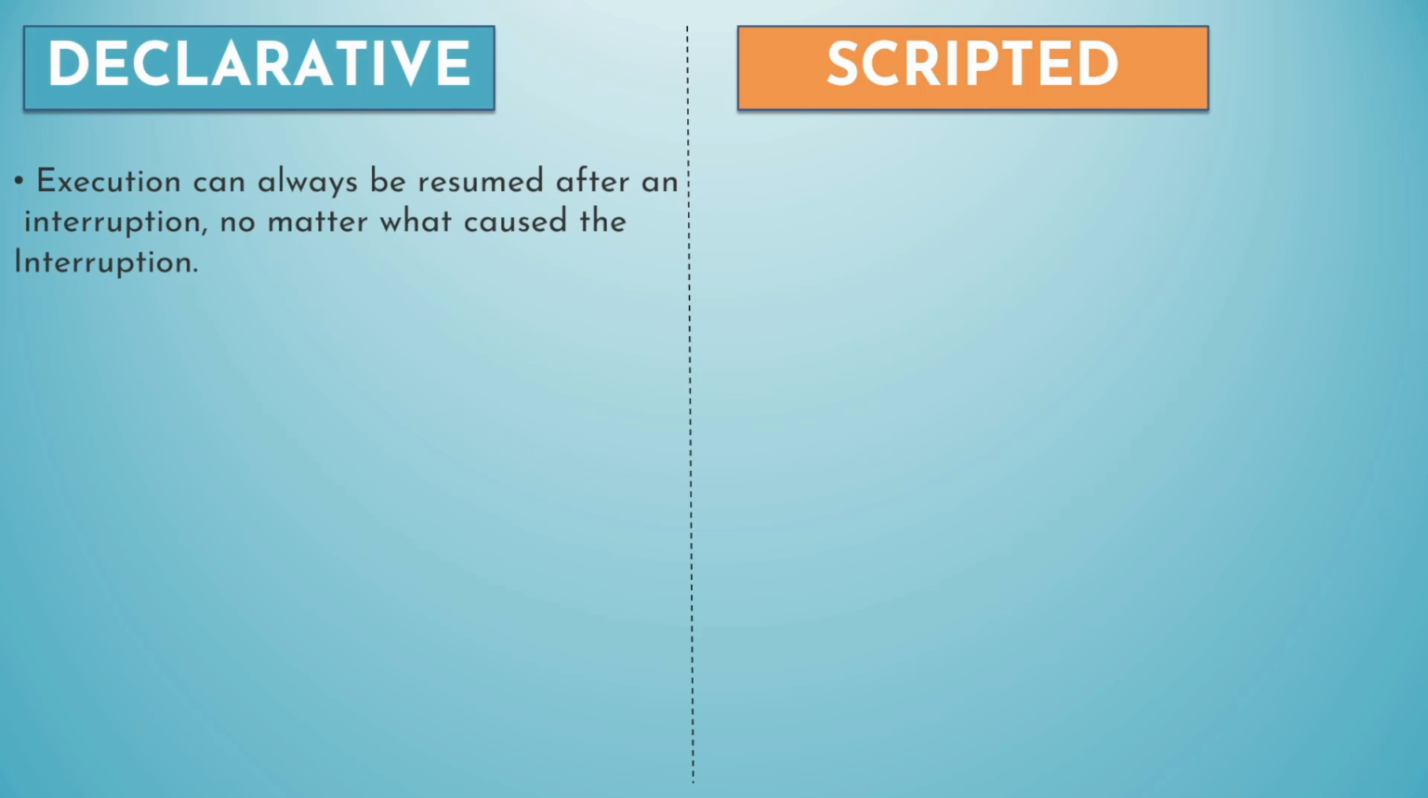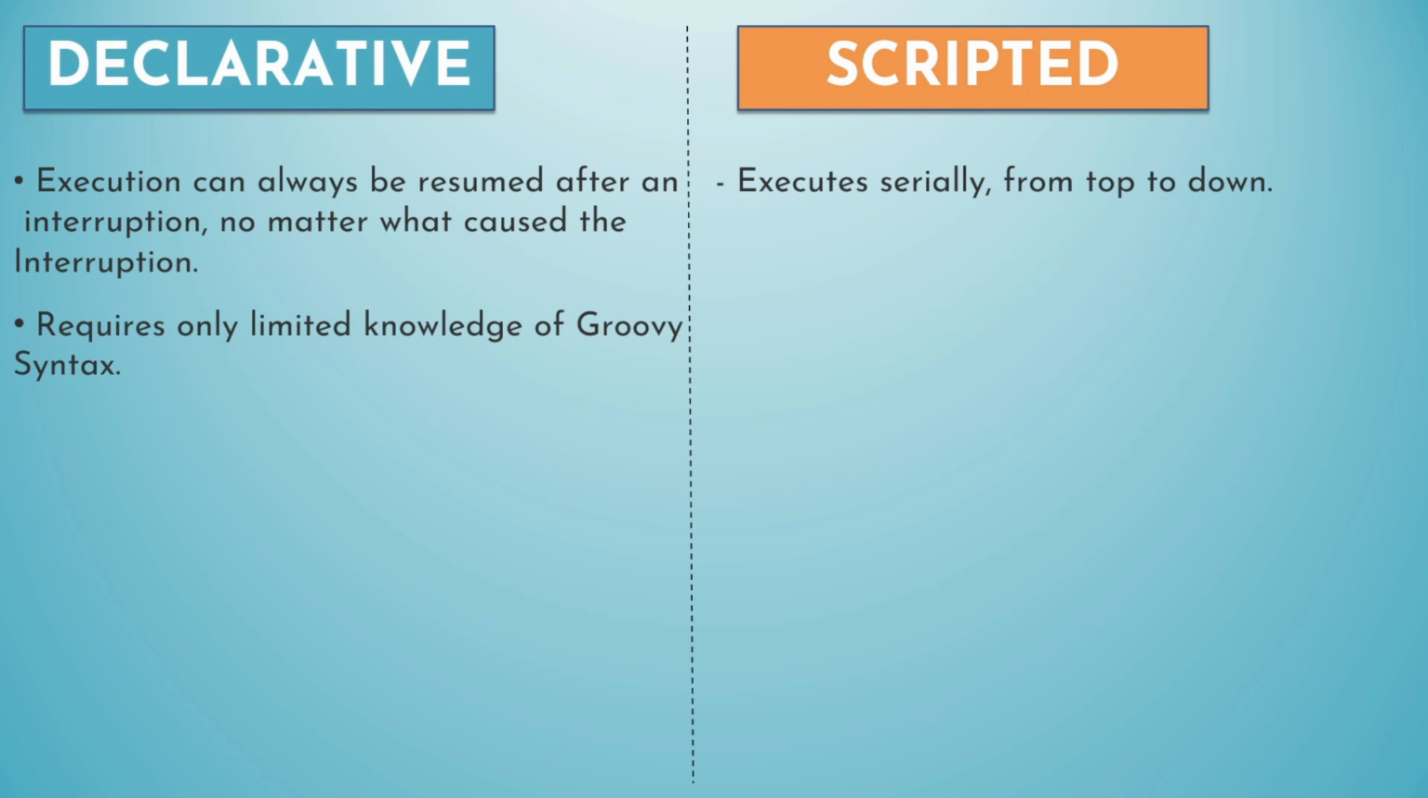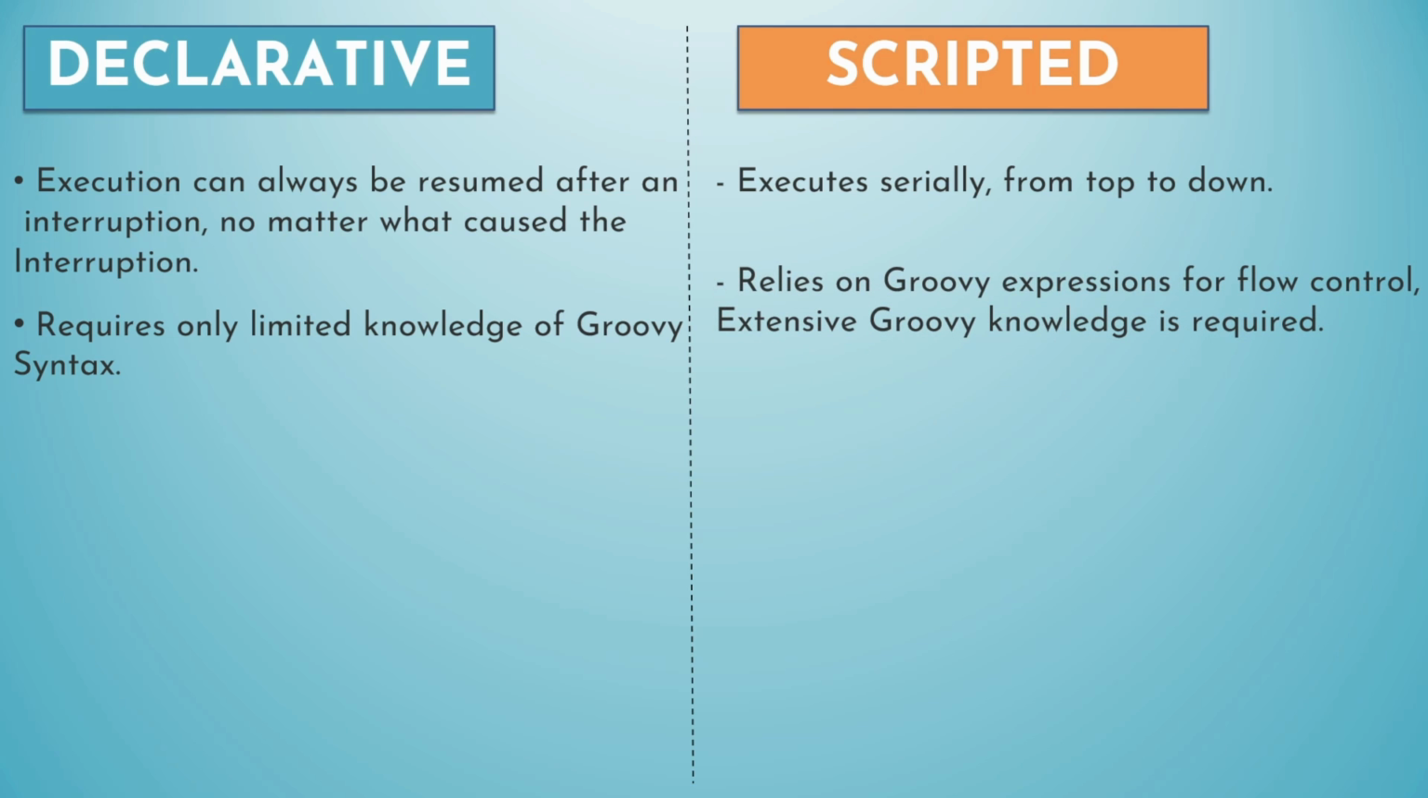Let's have a look at the difference between declarative and scripted pipeline syntax. Declarative pipeline can always be resumed after an interruption, no matter what caused the interruption. However, scripted pipeline executes serially from top to down. Declarative pipeline requires only limited knowledge of Groovy syntax, and you can use your external scripts such as Bash script or Python or PowerShell inside your pipeline. However, scripted pipeline relies on Groovy expression for flow control, and extensive Groovy knowledge is required for that.